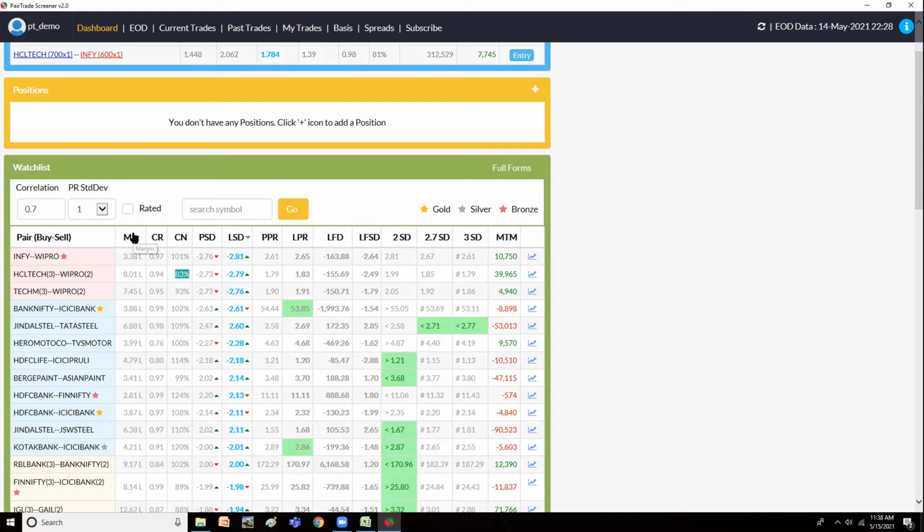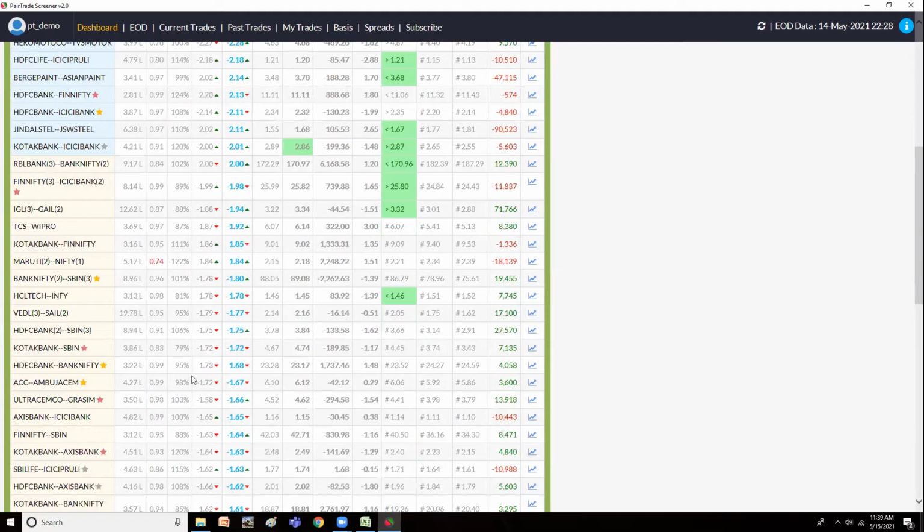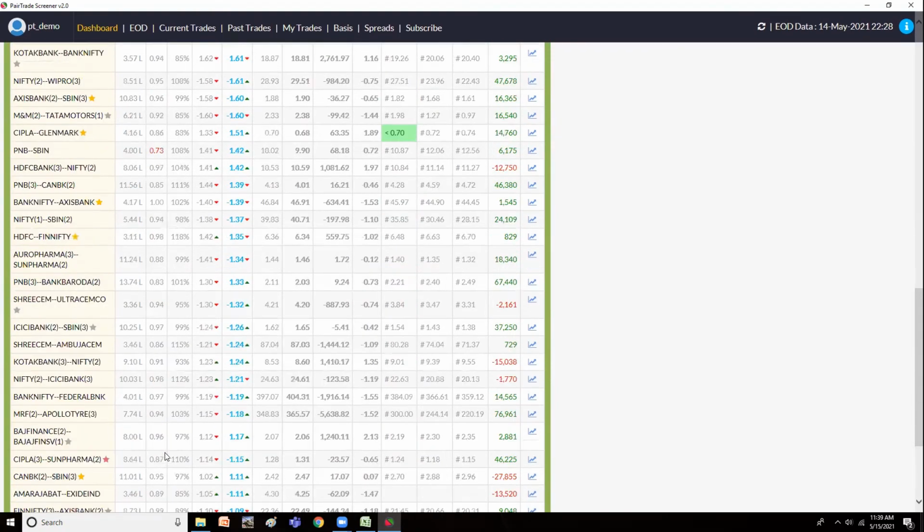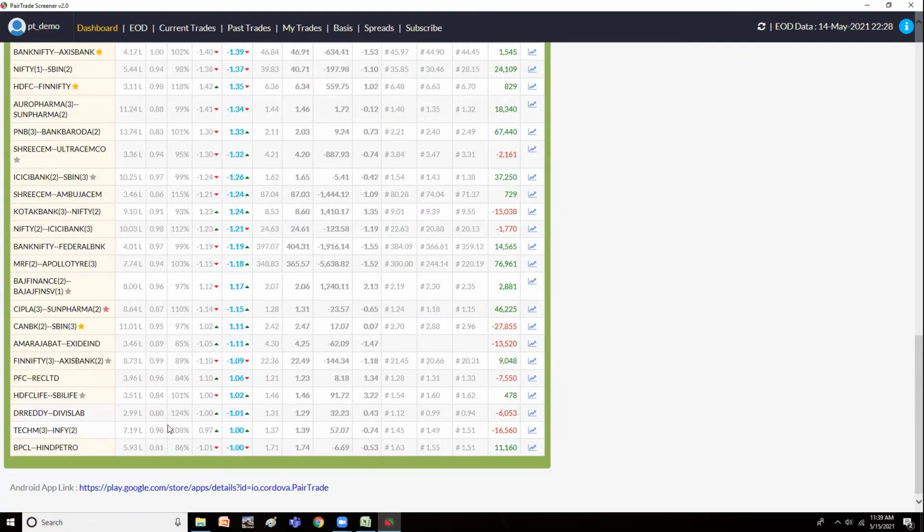The first column displays the margin, how much margin is required for taking this pair, and the second column shows correlation. If you see here, one is displayed in red because it is just below the 75 level. That means in future days it may come below 0.70, and we are not going to take those trades. So here also PNB SBI is at 0.3, so it is near the threshold of 0.7.